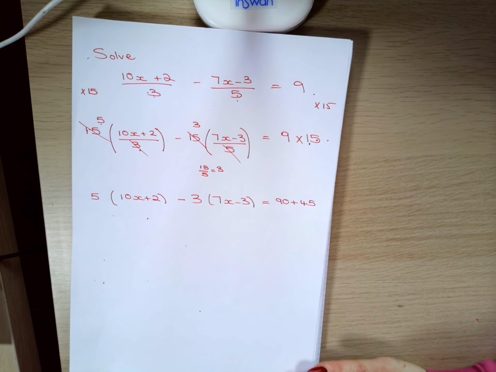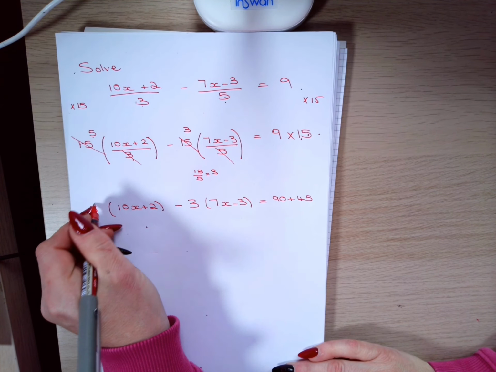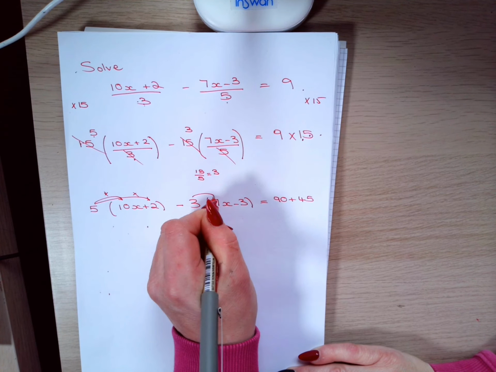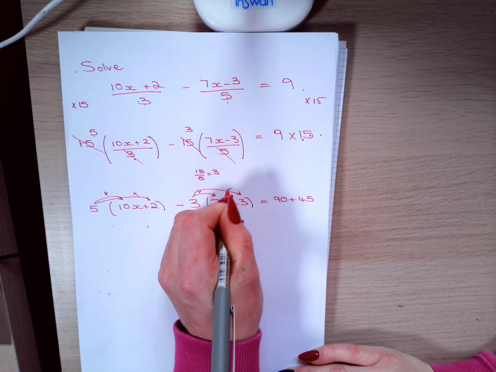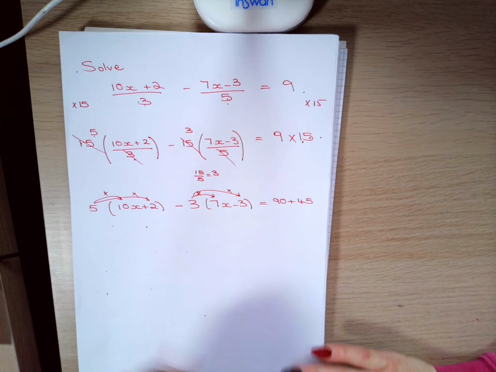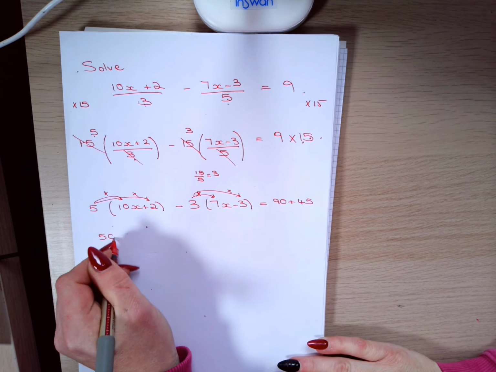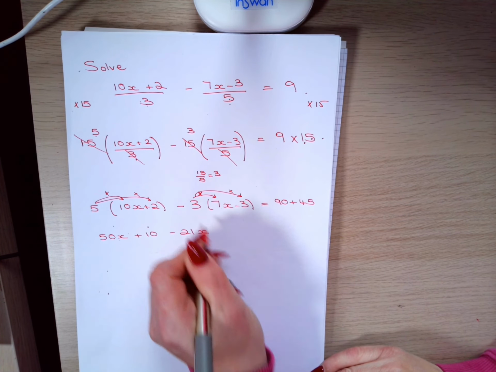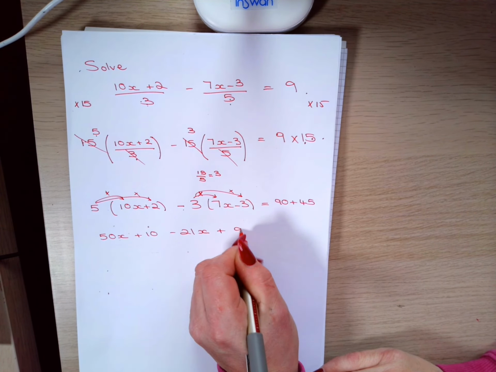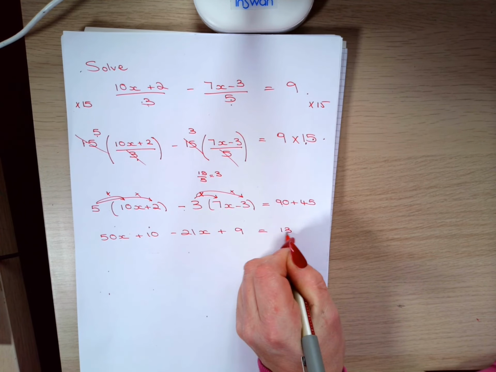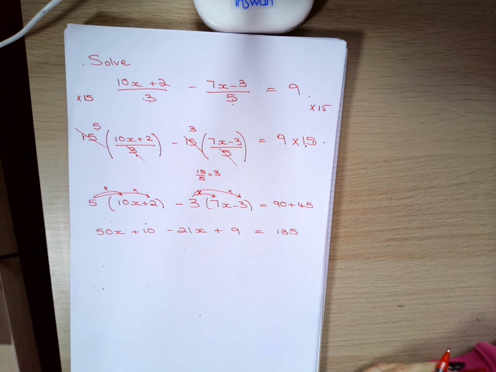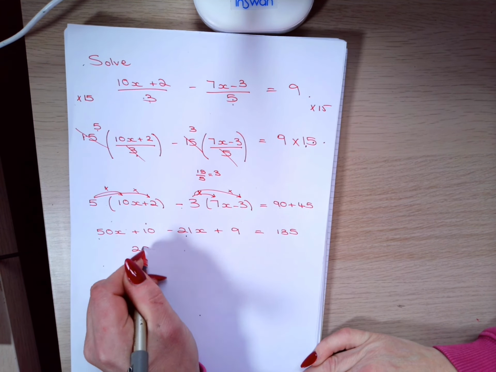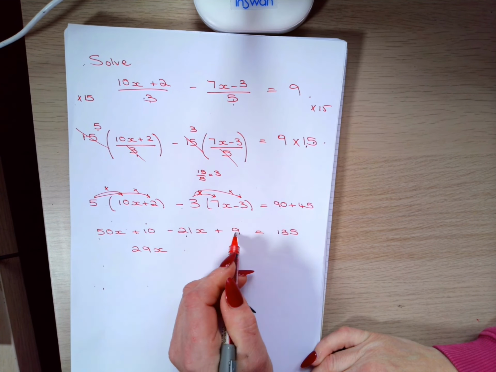Okay, so when we've got brackets, as we did earlier in the video, we're just going to multiply every term. That's meant to be a times because I'm doing it quickly. So we've got 50x plus 10 minus 21x, be careful, plus 9 equals 135. You might recognise some of this from before. Then look at the x's, we've got 29 x's altogether, plus 19.